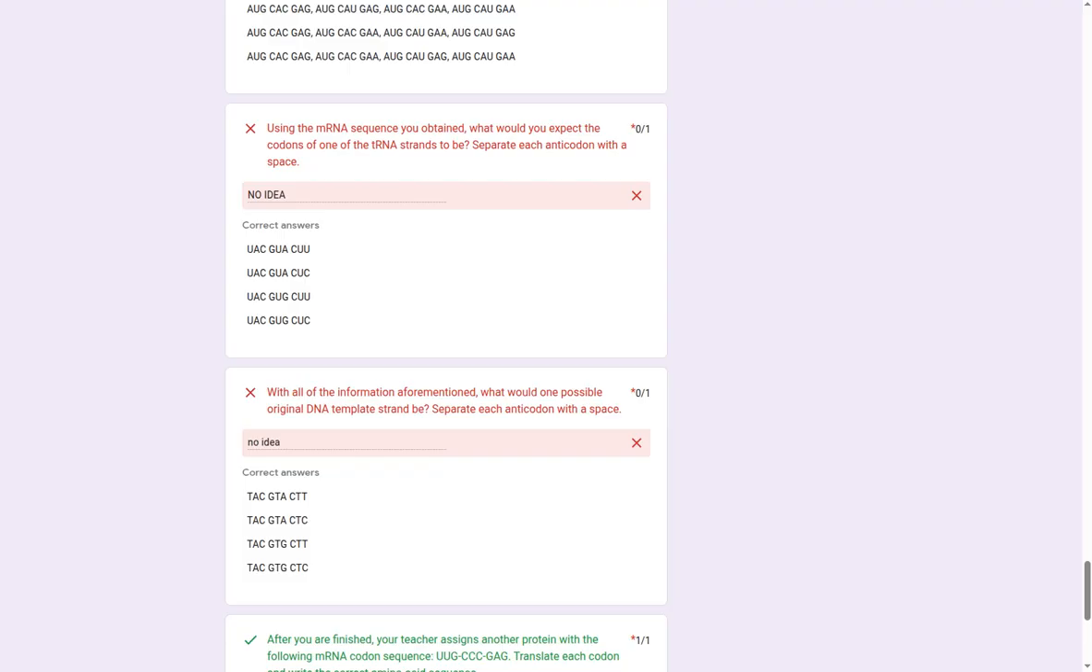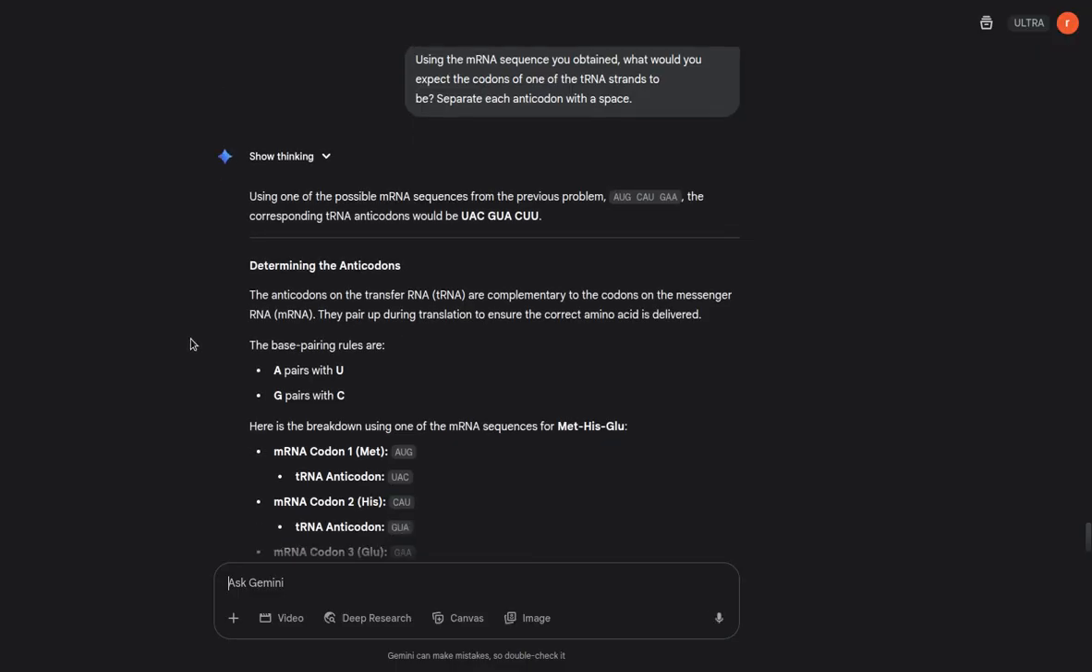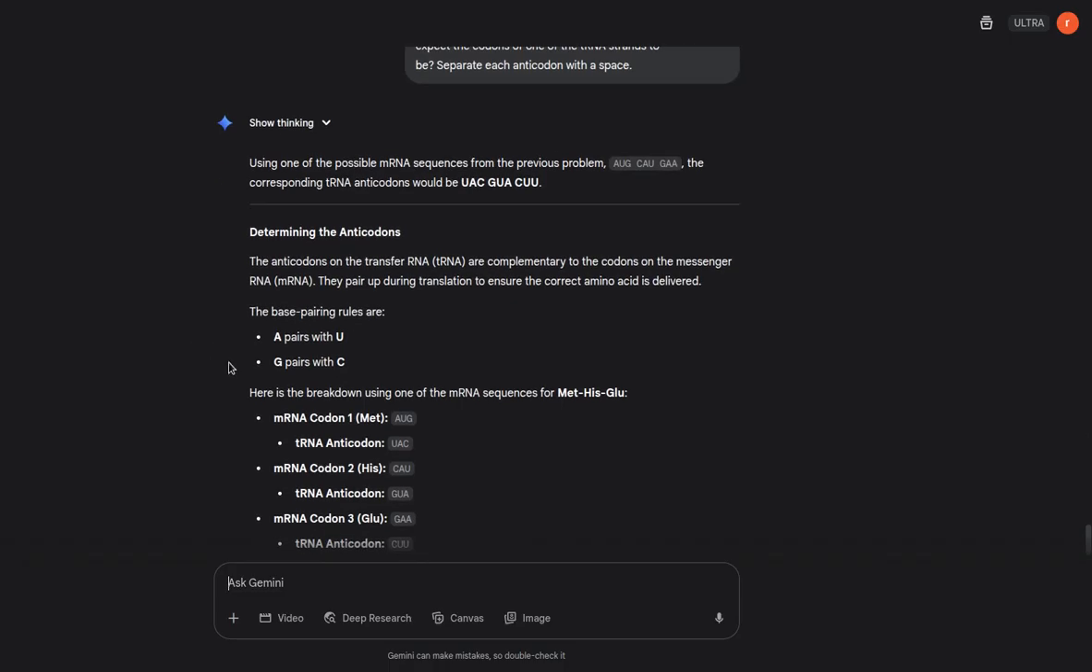Since there is no thymine in mRNA, where there is T there will be U. Using one of the possible mRNA sequences from previous problems, the corresponding tRNA anticodons would be UAC, GAU, and CUU. Determine the anticodon: the anticodons on the transfer RNA (tRNA) are complementary to the codons on the messenger RNA.